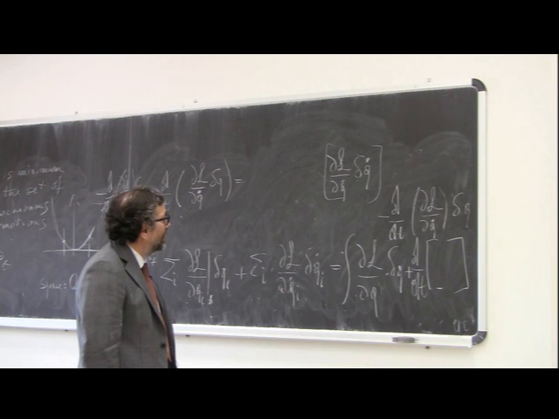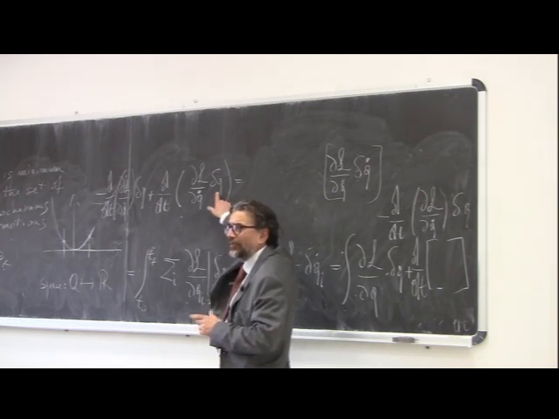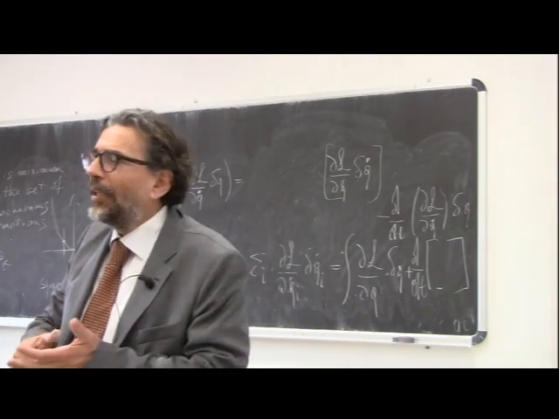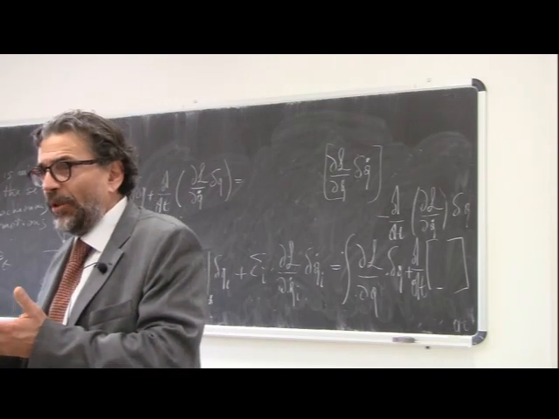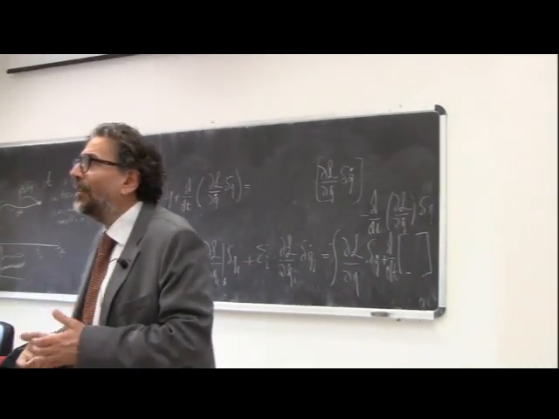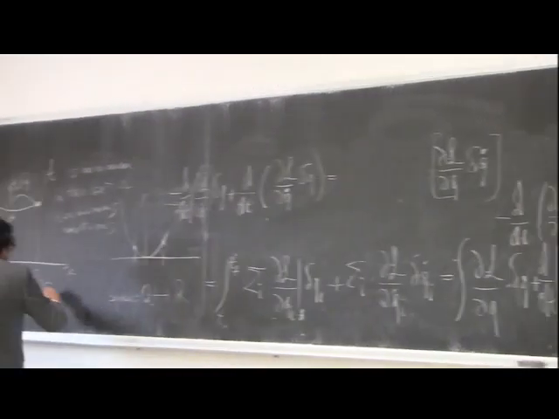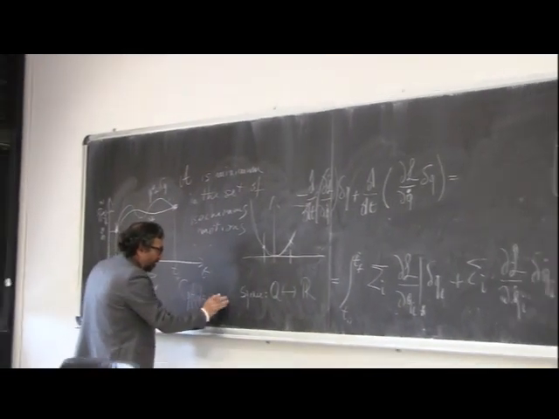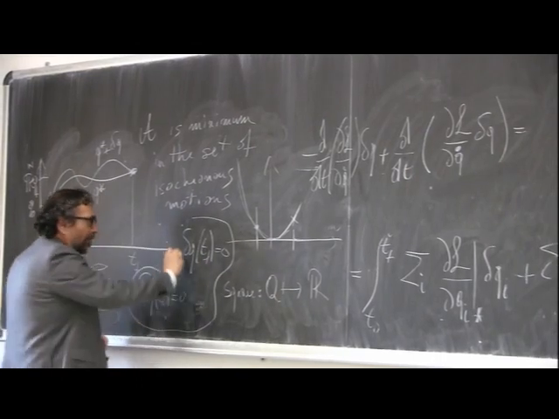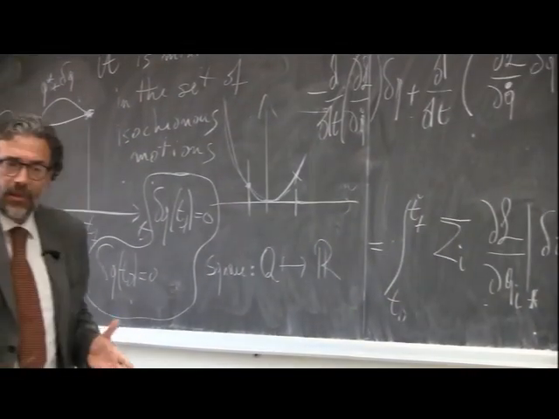Which is the value of delta q in T0? 0. Because we have isochronous motions. Delta q is the distance between the motion and the varied motion. Delta q T0 is 0. Delta q T final is 0. So delta q T0 is 0 and delta q T final is 0, because of isochrony.